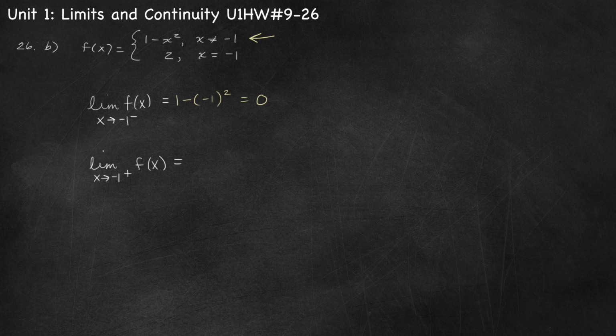Now let's find the limit as we approach negative 1 from the right-hand side. Well, as we approach negative 1 from the right-hand side, we're just a little bit bigger than negative 1. We're not equal to negative 1. So again, we're in this piece of our piecewise function, and we're going to evaluate that limit using substitution. So 1 minus negative 1 squared equals 0. The left-hand limit and the right-hand limit as we approach negative 1 are equal to each other. Therefore, the limit does exist as we approach negative 1.